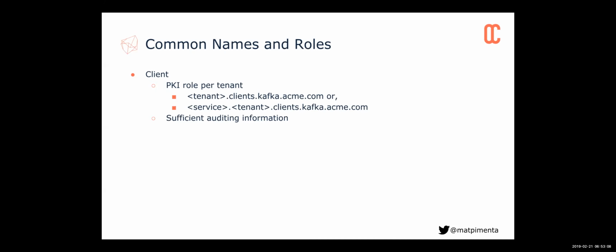So it was enough to know that service X from tenant 1 was connecting to Kafka. The only thing about this is that every time you add a new client or service, you need to create a new role and configure Kafka to allow that role to connect to a certain topic.